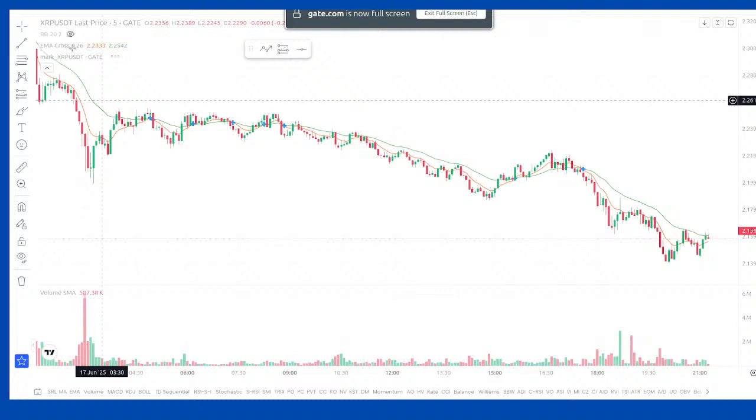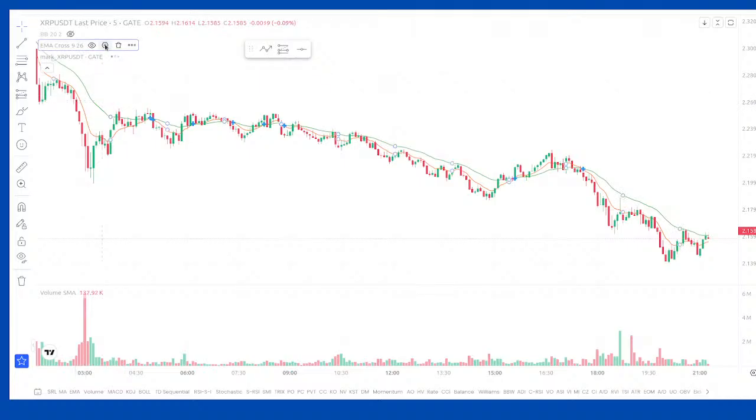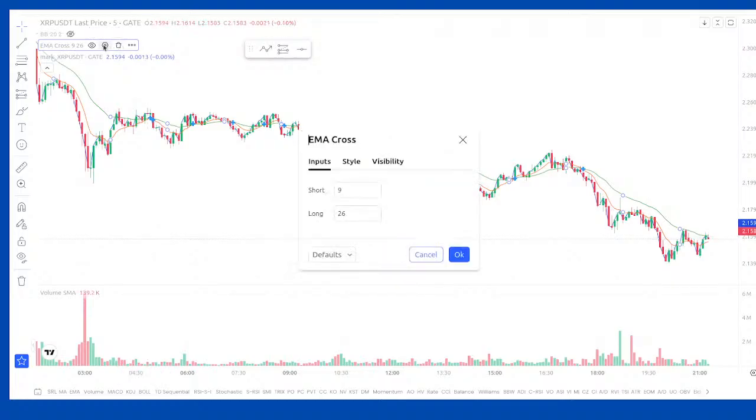So we are talking about EMA. For EMA, you'll need to customize it. We have EMA 9 and EMA 21. As you can see, when you go to settings, just click on settings. It will show you input, style, and visibility. In the settings, short is 9 and long is 21. So here is where you need to customize.